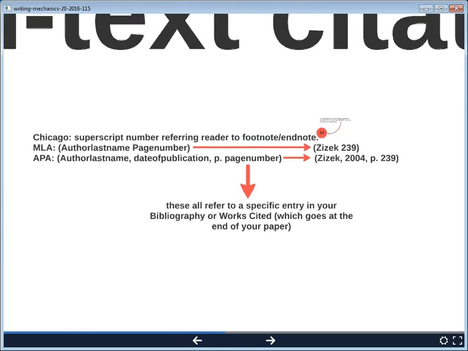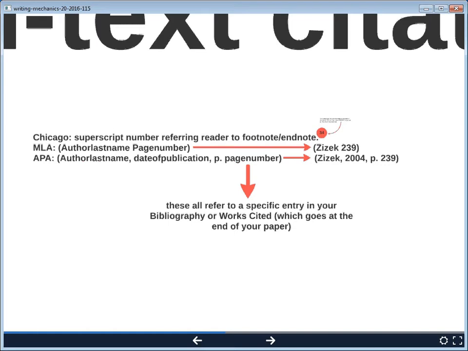The three most common models for this are Chicago, MLA, or APA. Chicago uses a superscript number that refers the reader to a footnote or endnote, and MLA and APA, which I suspect most people will be using, use in-text citations. These come at the end of a sentence or sometimes in the middle of a sentence, and they're surrounded by parentheses, and they contain specific information. So if you want to use Chicago, that's fine. It's a little bit more work. It's sometimes cleaner and nicer to read.